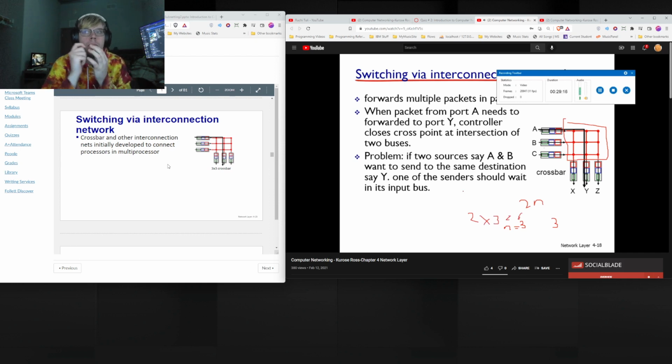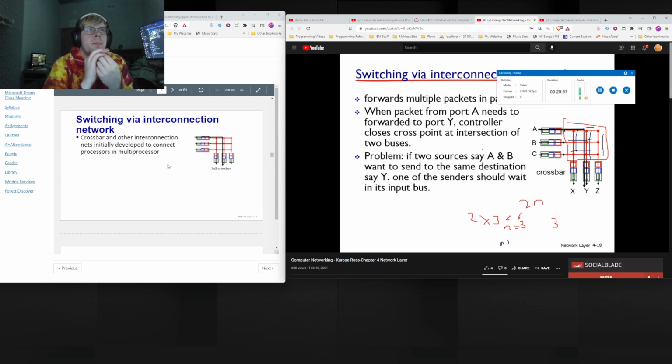Let's check the number of buses. If you see, this is the first bus, second bus, third bus, fourth bus, fifth bus, sixth bus, right? And the total number of interconnection points should be N squared. If you see, interconnection point 1, 2, 3, 4, 5, 6, 7, 8, 9. So it is N squared. So the number of interconnection points is N squared, and the number of buses is always 2 multiplied by N.